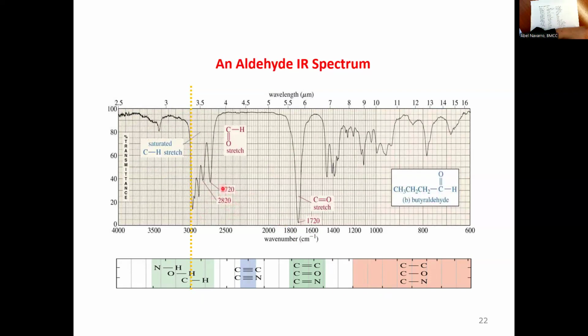Aldehydes. For the aldehyde you see the 2720 and 2820, right? Those two small hills are the C-H of the aldehyde. This one is the CH3 C=O.